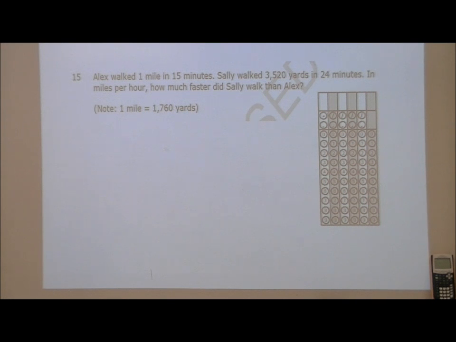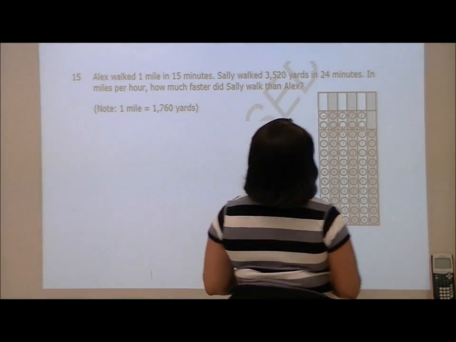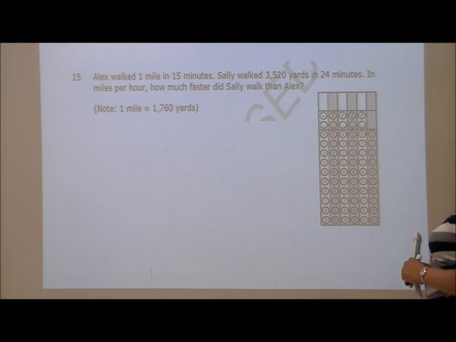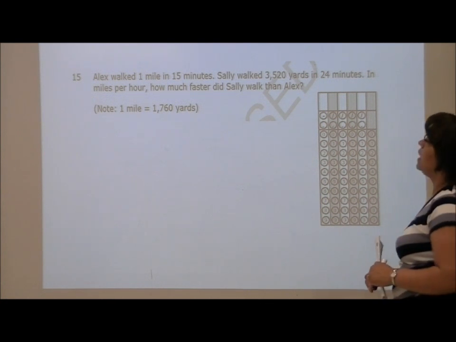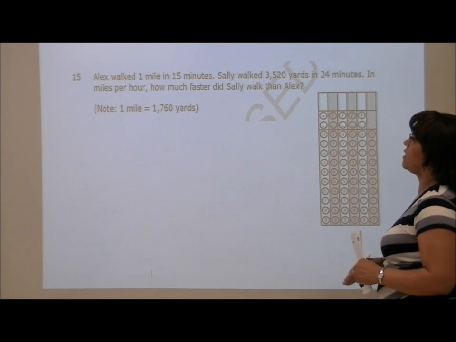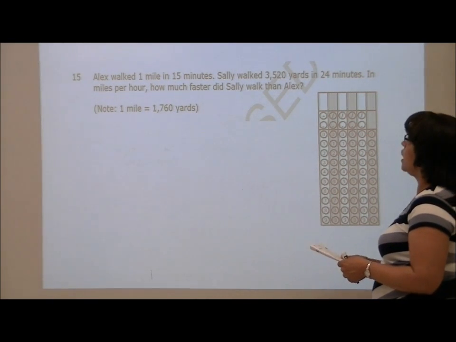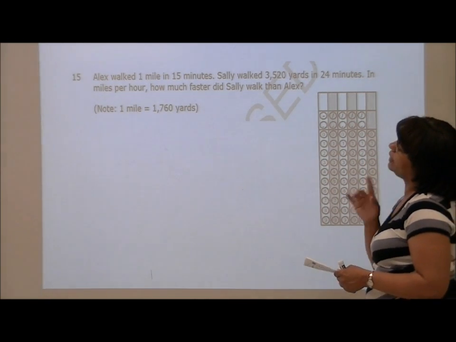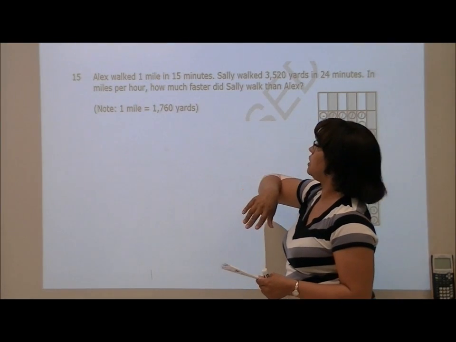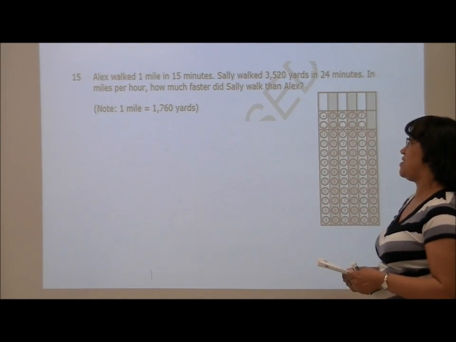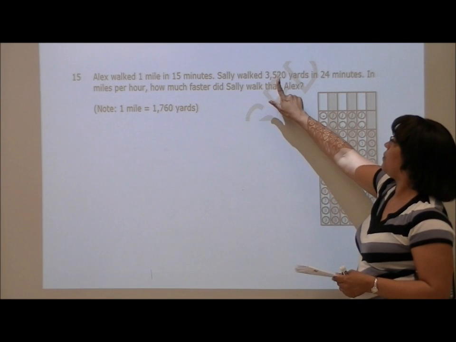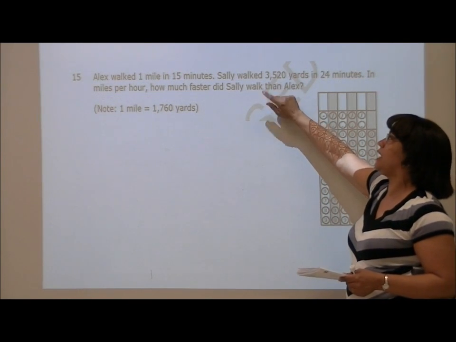Alex walked 1 mile in 15 minutes. Sally walked 3,520 yards in 24 minutes. In miles per hour, how much faster did Sally walk than Alex? So you're going to have to make a conversion. So the first thing I did was I said, okay, well, 1,760 yards, how many miles might that be? Right, well, that's 1 mile, but I decided, how many times would that go in there?